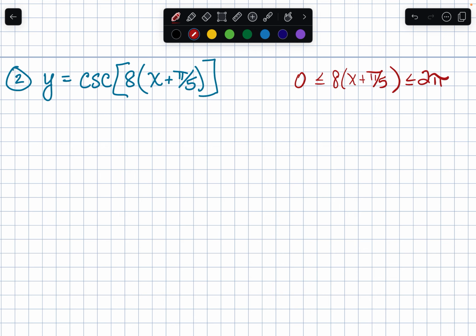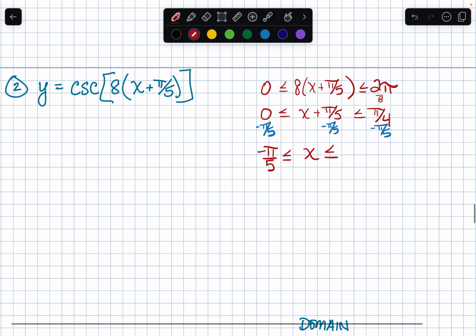So the first thing I'm going to do is divide everything by 8. So that will get rid of the 8 in the middle. 2 pi divided by 8 is going to get me pi over 4. And then the step of math I need here is to subtract pi over 5, which isn't going to be hard from the left-hand side. But on the right-hand side, I'm going to make you do some fractions. So if I subtract here, that'll get me negative pi over 5 is less than or equal to x is less than or equal to.